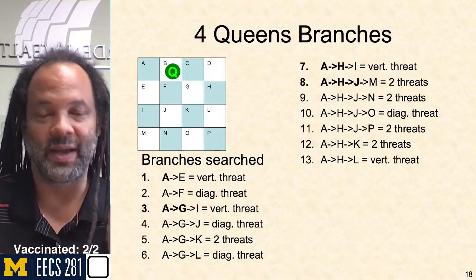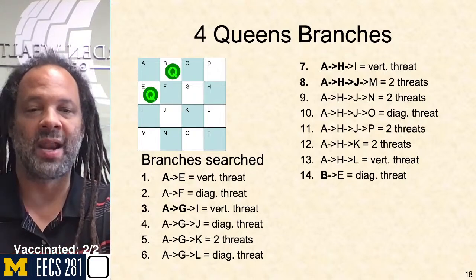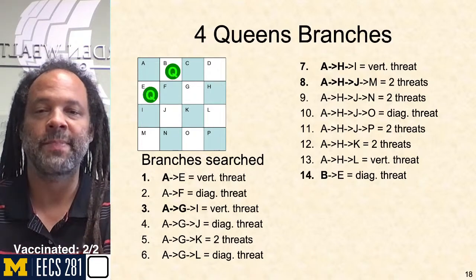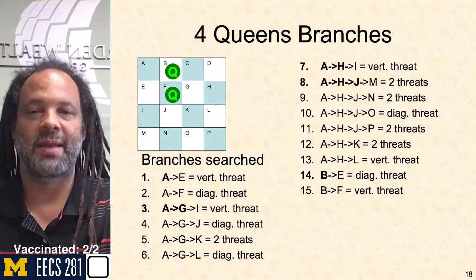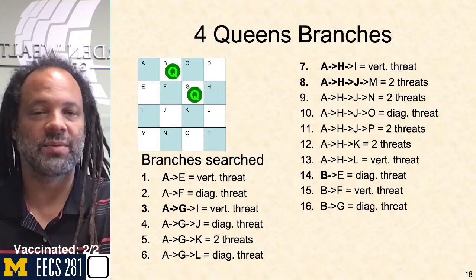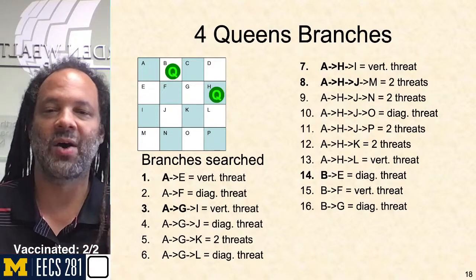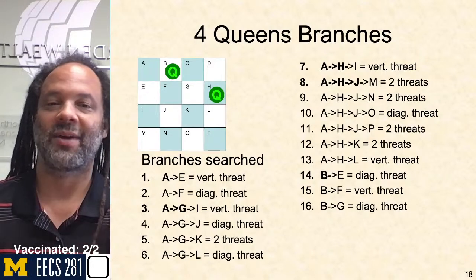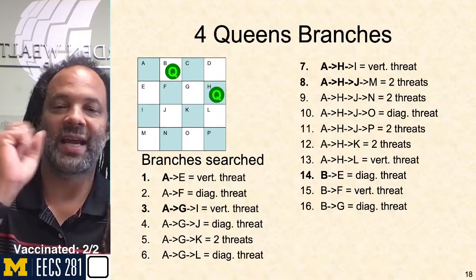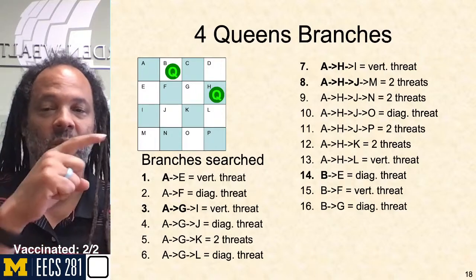Okay, well, 1 queen placed, no threats, we're good. Moving on, I've got a diagonal threat there, BE, vertical threat BF, diagonal threat BG, but BH, that looks good. I can try to extend the solution. This is how you say promising, right? Because B doesn't threaten H, H doesn't threaten B, and I'm ready to go in row 3.